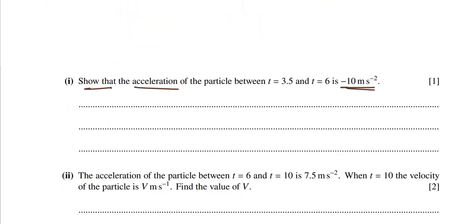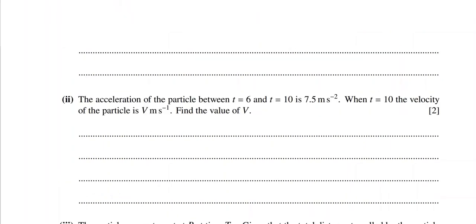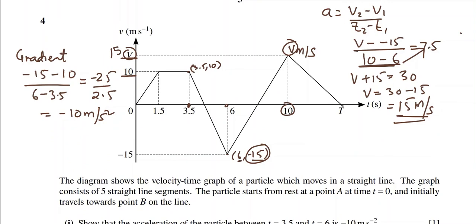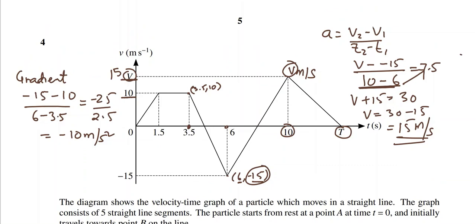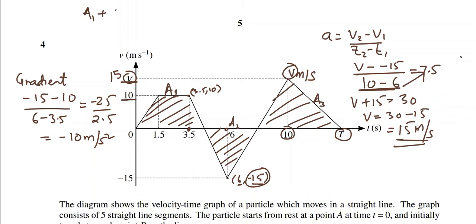Okay, next question. The particle comes to rest at B. Okay, last one. At T seconds. Given that the total distance traveled by the particle from t0 to T is 100 meters, find the value of T. So can you see here, this is T and they're saying total distance traveled is 100 meters. So we have to find T. So what we need to do for that? Simply find the area of all these parts and their sum must be equal to 100. So let's call this one area 1, this one area 2, and this one area 3. So area 1 plus area 2 plus area 3 must be equal to 100 meters.